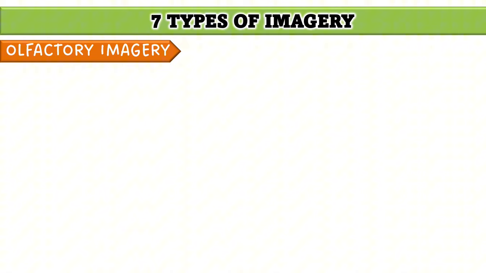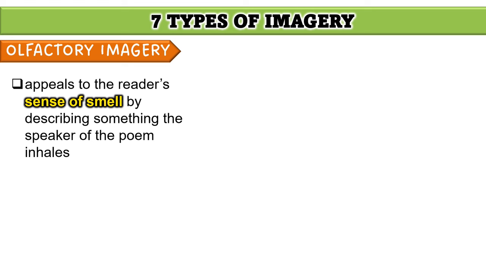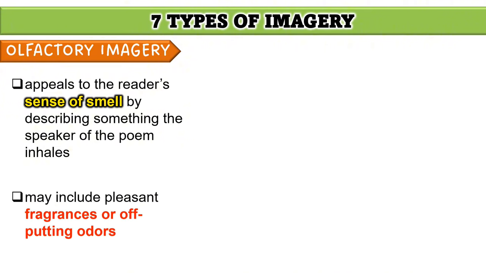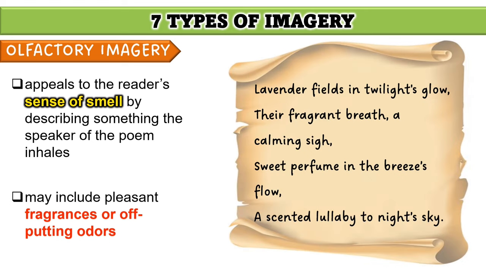Another is olfactory imagery. In this form of poetic imagery, the poet appeals to the reader's sense of smell by describing something the speaker of the poem inhales. It may include pleasant fragrances or off-putting odors. Here is an example stanza of a poem.